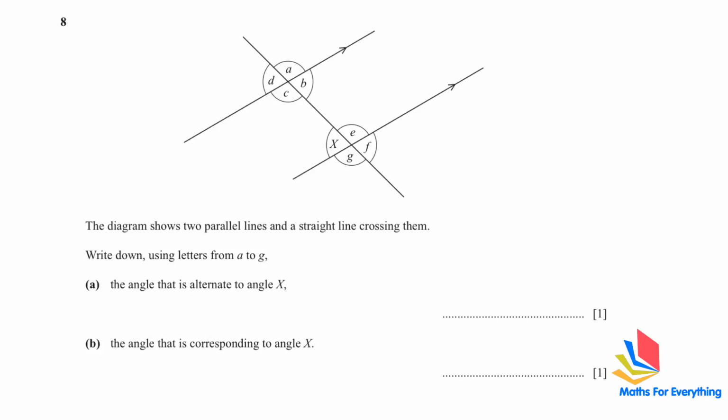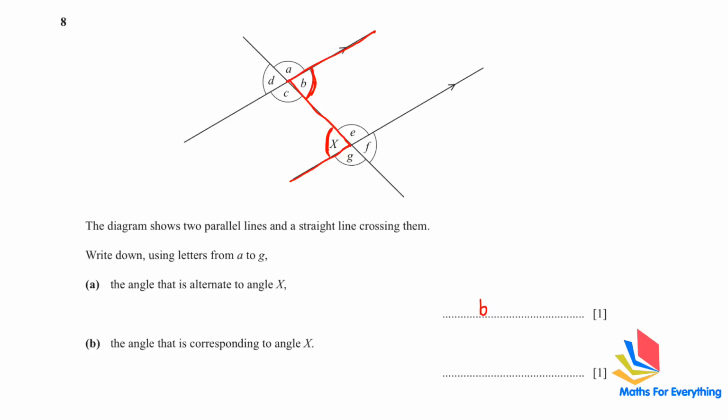Question number 8, we have been given 2 parallel lines and one line which is crossing them. Write down using letters from A to G the angle that is alternate to angle X. I hope you know what are alternate angles, corresponding angles. Alternate angles are the ones that make a Z. So this is making a Z. Therefore, X will equal B.